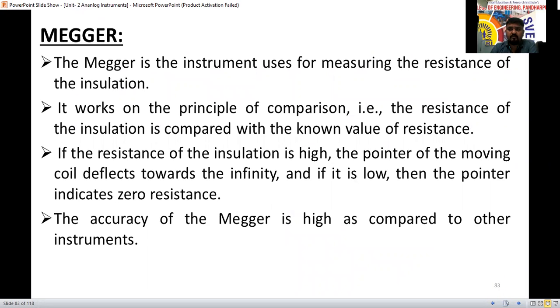This practical is over, no? Already Megger. The first experiment itself we have discussed. Then also I will once again take the theory part of this one here now.